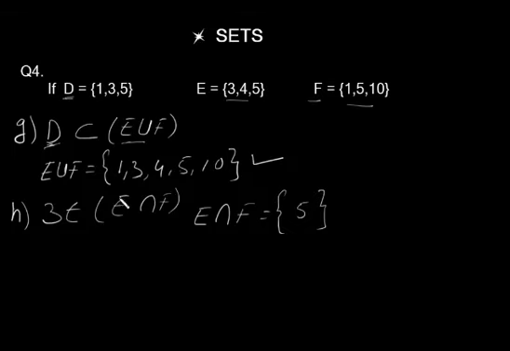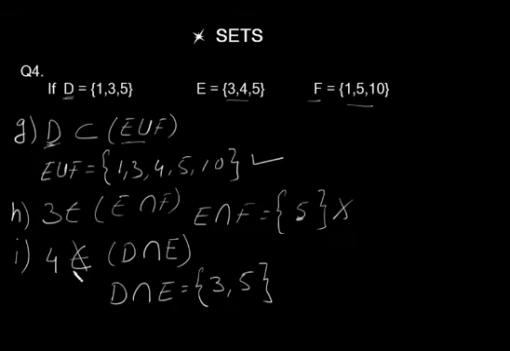In part H, it says 3 belongs to E intersection F. So first we'll find out E intersection F. We have to take the common of sets 3, 4, 5 and 1, 5, 10, and the common of these two sets is only 5. Now we have to see whether 3 belongs to {5}. Of course not. So it's a false statement.